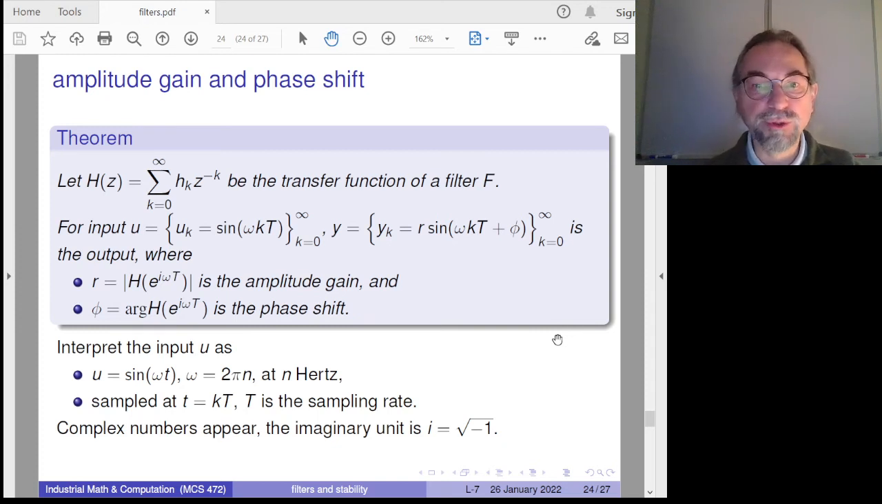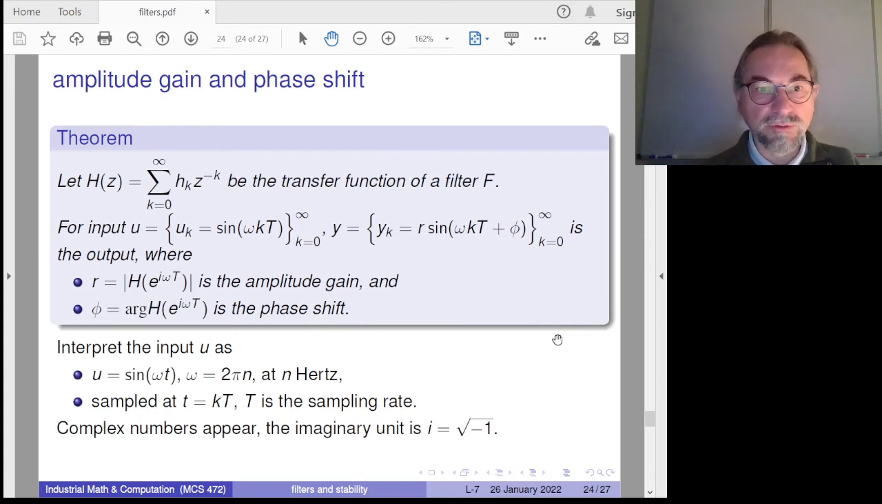And how can we compute this? Well, perhaps you guessed it already. We have the transfer function that entirely determines what our linear, time invariant, and causal filter does. So we can derive the amplitude gain and the phase shift entirely from looking at our transfer function.